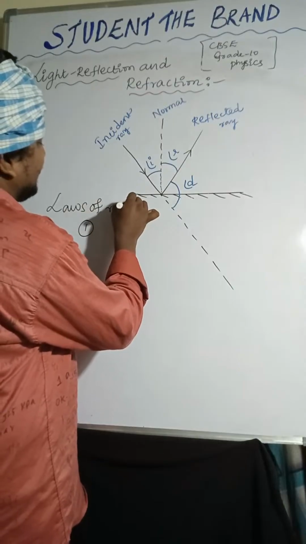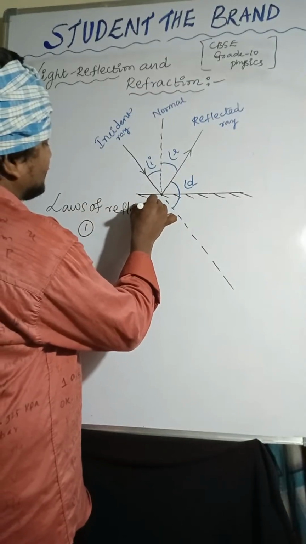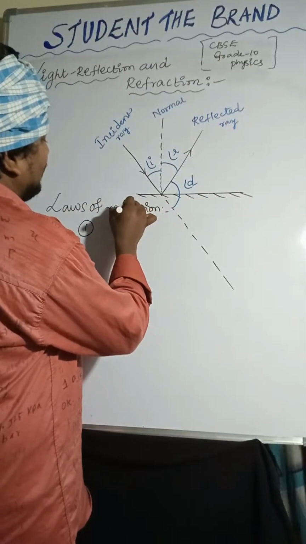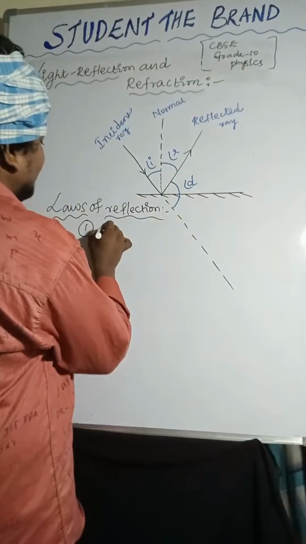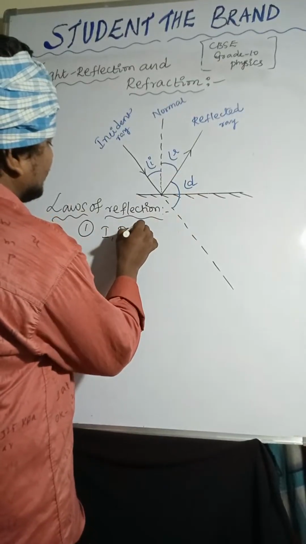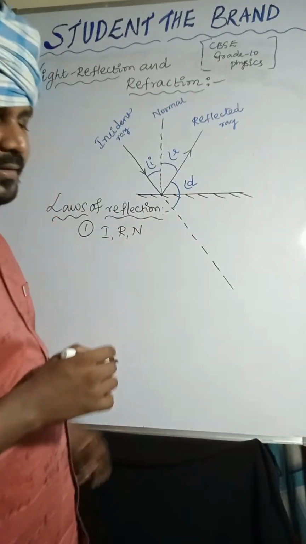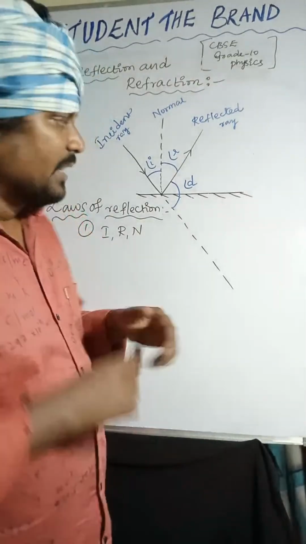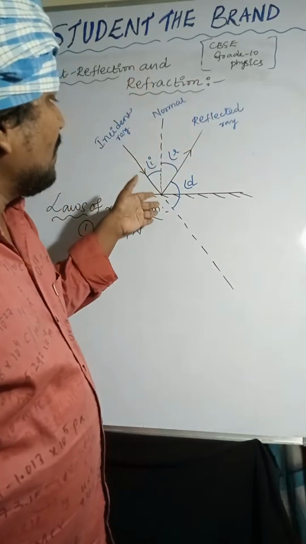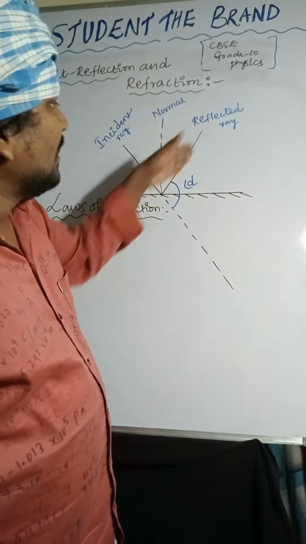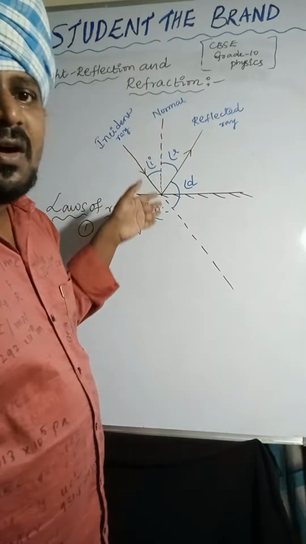Angle of incidence is equal to angle of reflection. The three things to remember are the incident ray, the reflected ray, and the normal line.